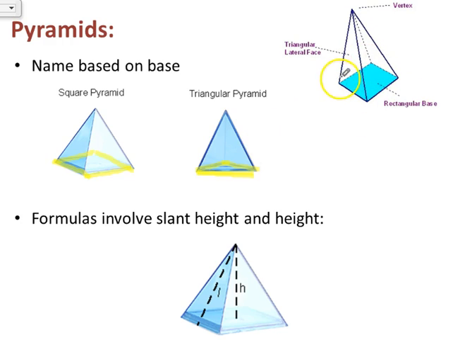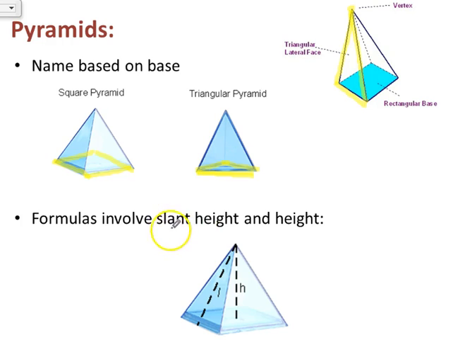Here's a rectangular base. And then we've got several triangular lateral faces that come up from our base and meet in a point. And then the top is our vertex. So this week you're gonna be looking at how to find the surface area and volume of pyramids.